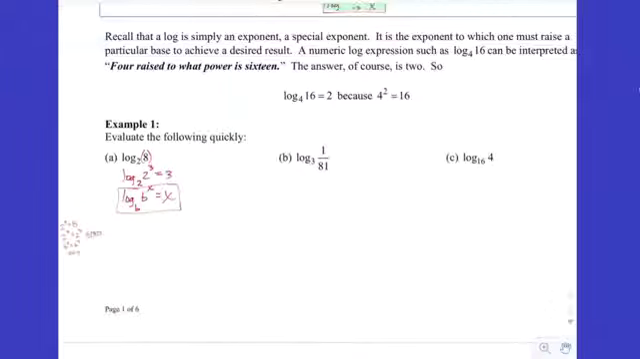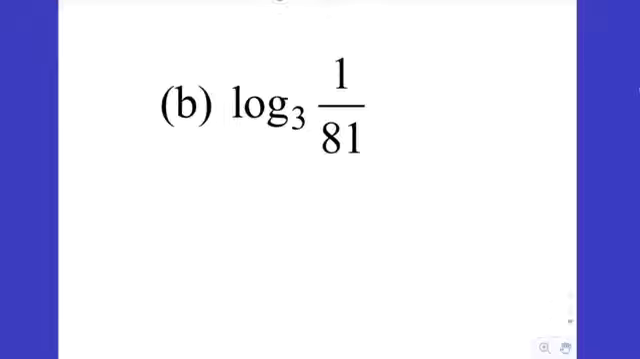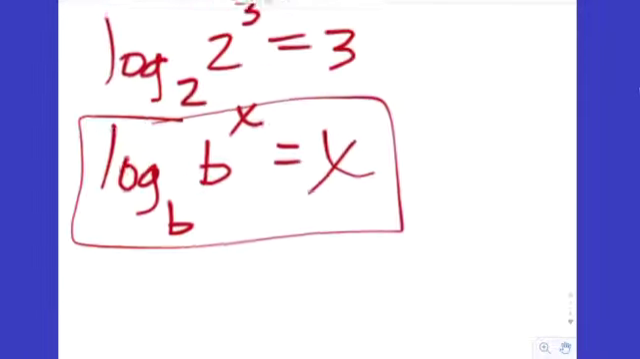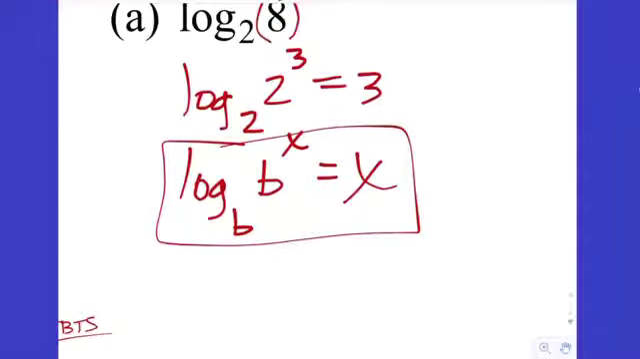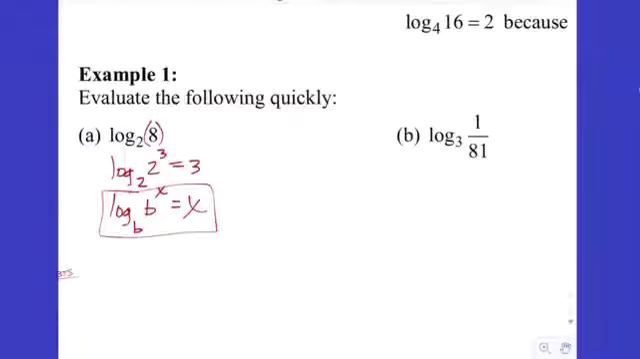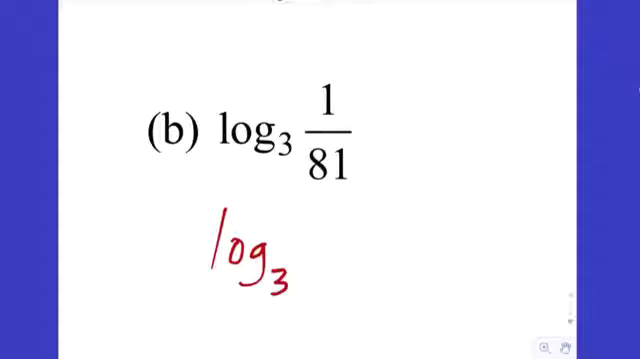Very important. All right, how about this one? Log base 3 of 1 over 81. Instead of setting it equal to x and converting it, let's try and solve it this way. Let's try and write the argument as a power of the base. Remember, the argument is the thing we're taking the log of. So I've used that term already a couple times. Let's see if we can write the argument as a power of the base. So we have log base 3. Can we write 1 over 81 as a power of 3? Yeah. What is it? 3 to the negative 4th.